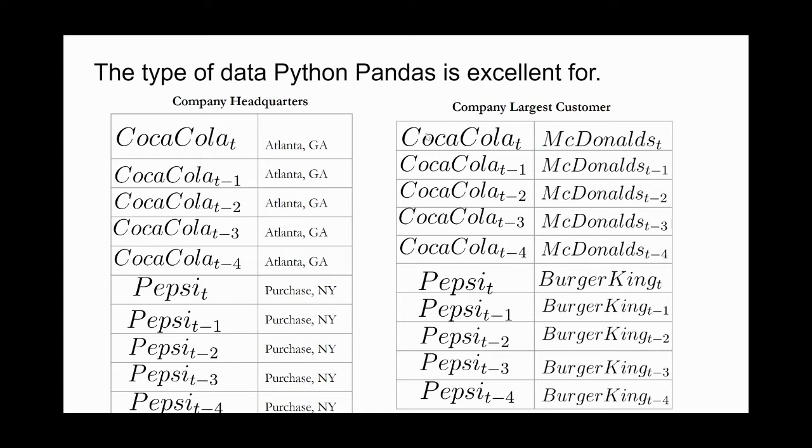All right, now let's say we also want Coca-Cola's largest customer, which in this case is consistently McDonald's. And then we also want Pepsi's largest customer in each period, and in this case, it's Burger King, right? And so you could imagine, in order to build a trading algorithm that trades Coca-Cola or Pepsi stock, you want their company headquarters data, the largest customer, the earnings data, and the return data for these companies.